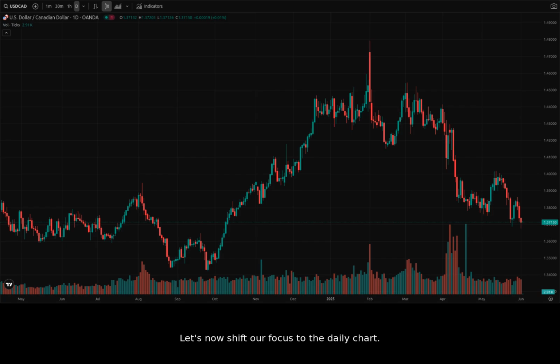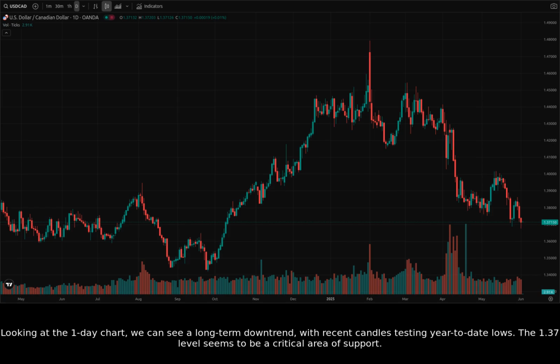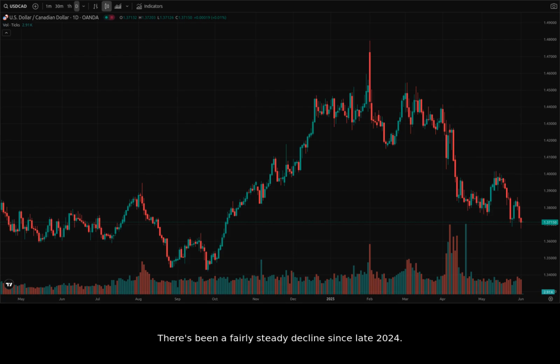Let's now shift our focus to the daily chart. We'll be looking at key levels and potential trading opportunities. Okay, showing the full daily chart now. Looking at the one-day chart, we can see a long-term downtrend, with recent candles testing year-to-date lows. The 1.37 level seems to be a critical area of support. There's been a fairly steady decline since late 2024.